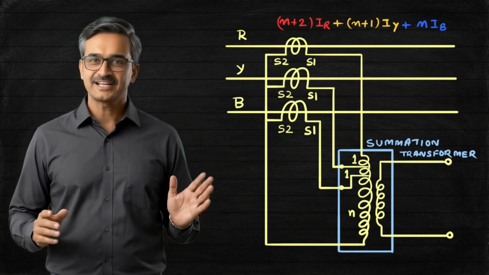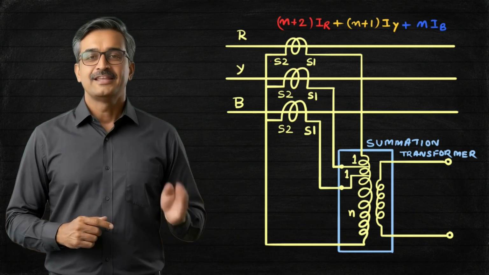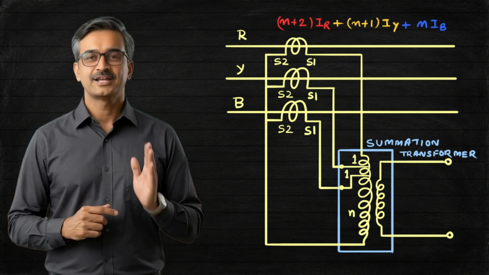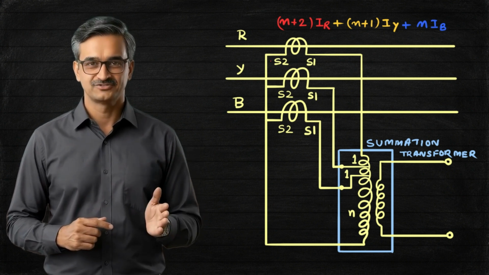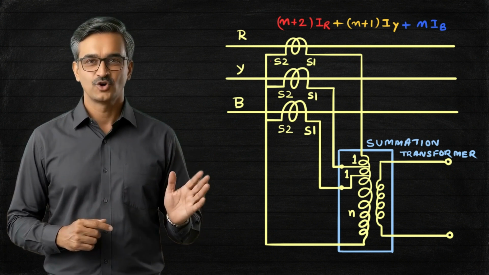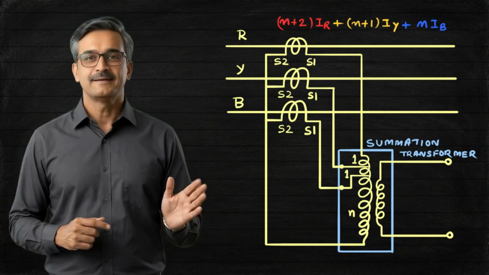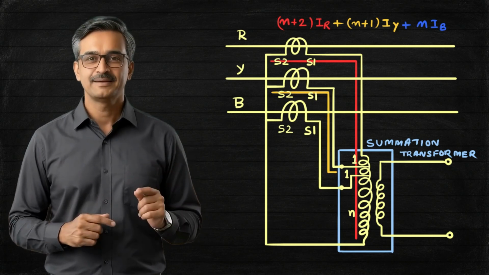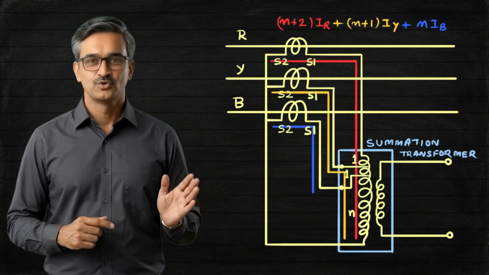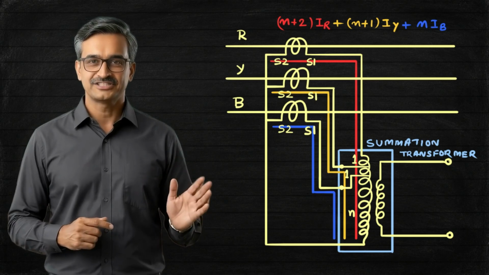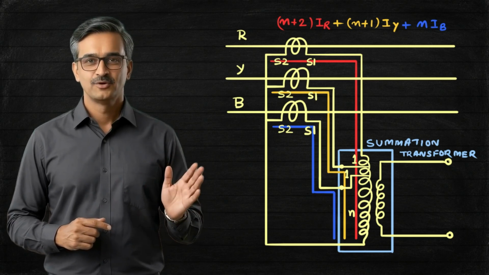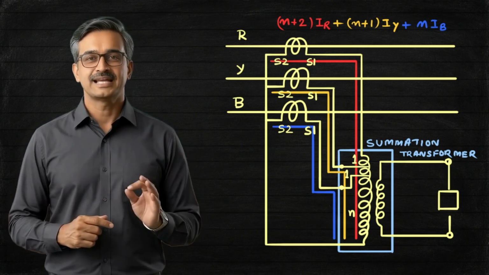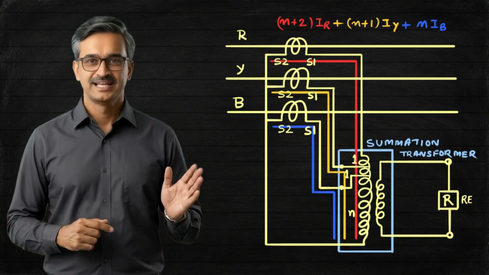Now let us understand the construction. Three-line CTs are installed on the red, yellow and blue phases. Their secondary currents are connected to the primary winding of an auxiliary transformer. Notice that each phase does not have the same number of primary turns. The red phase is connected through N+2 turns, the yellow phase through N+1 turns, and the blue phase through N turns. These different turns produce different ampere turns, which determine the magnetic flux inside the transformer. Finally, the transformer secondary provides a single output current to the protection relay.